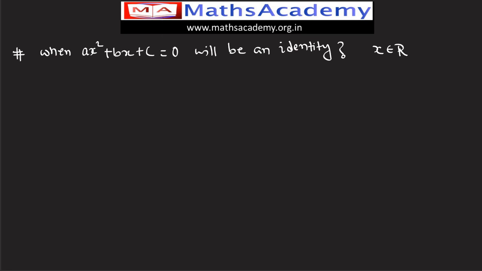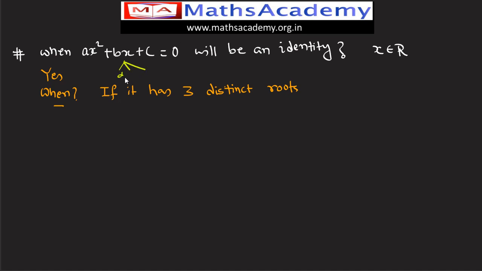Now, if it is not an identity, can we convert it into an identity? The answer is yes, we can make it an identity. When will it be an identity? If it has three distinct roots. Is it possible for a quadratic to have three distinct real roots?